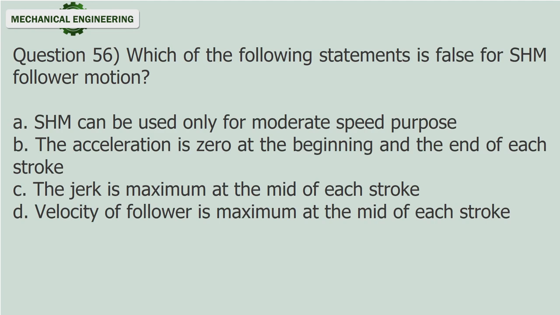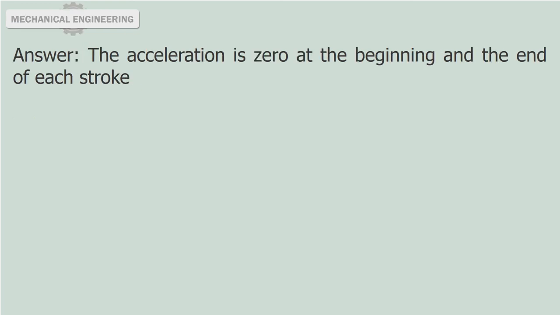Question 56. Which of the following statements is false for SHM follower motion? A. SHM can be used only for moderate speed purpose. B. The acceleration is zero at the beginning and the end of each stroke. C. The jerk is maximum at the mid of each stroke. D. Velocity of follower is maximum at the mid of each stroke. Answer: the acceleration is zero at the beginning and the end of each stroke.